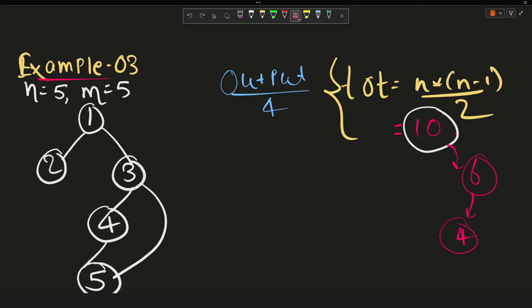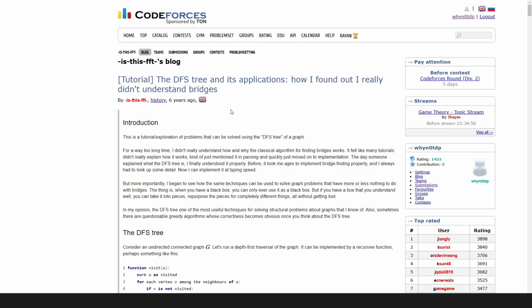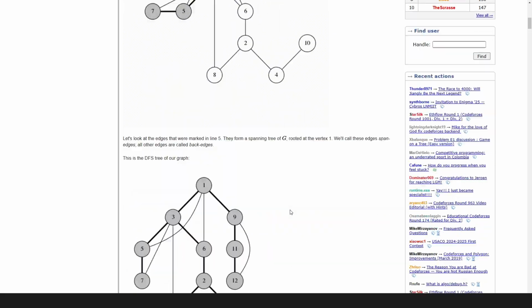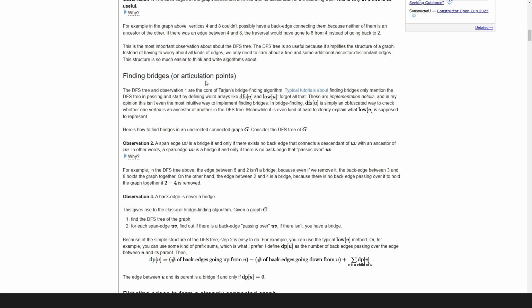So yes, there exists a method, and this method has been discussed extensively in one of the Codeforces blogs. Let me show you that. If you have read this blog by Is This FFT, it is about tree DFS and its applications, and by performing a DFS on a tree, you can find bridges or articulation points using this method. As you can see, everything was given here in detail, right?